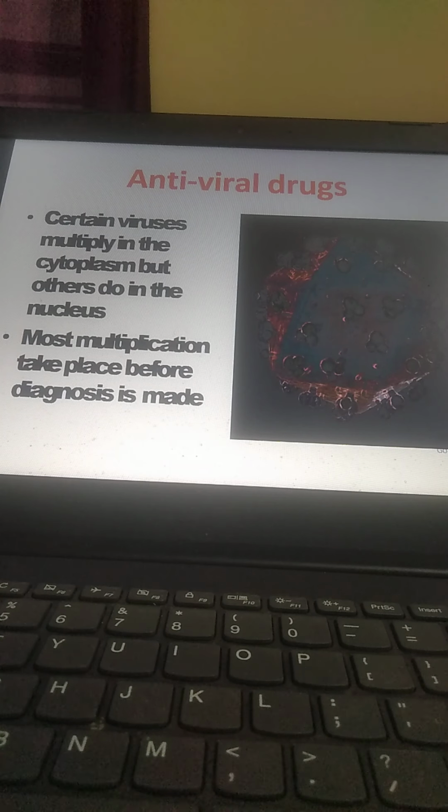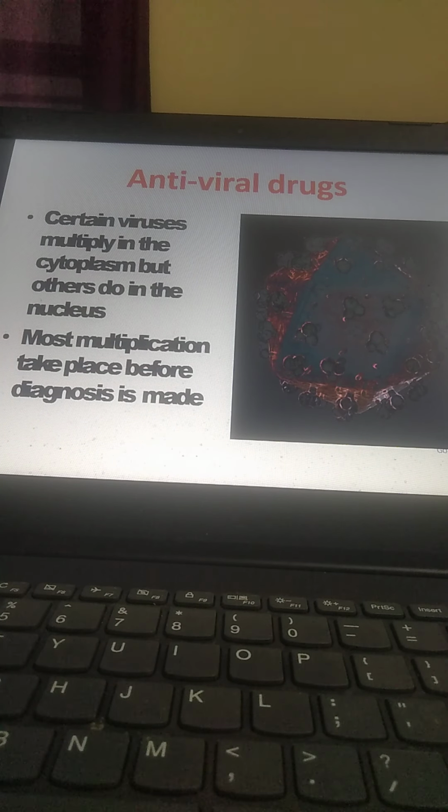Now, antiviral drugs. Certain viruses multiply in the cytoplasm, but others do so in the nucleus. So there are cytoplasmic viruses, and they act in the cytoplasm and also in the nucleus. Most multiplication takes place before diagnosis is made. It is very difficult and cumbersome to diagnose which type of virus a person has, and before that the diagnosis is not done.